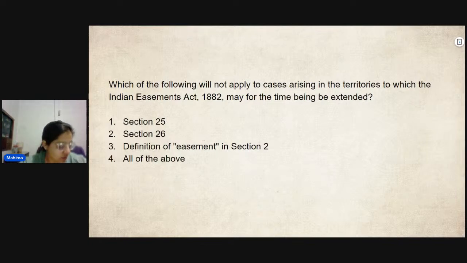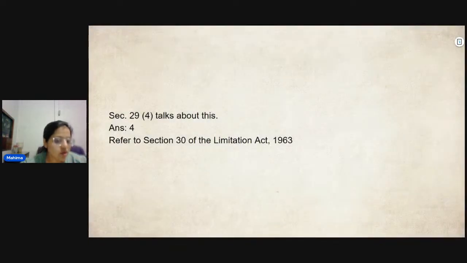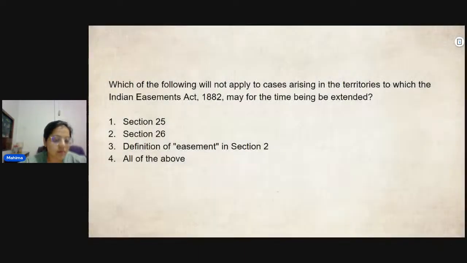Everyone is saying option number 3. Is it for this answer only? Pritika is also saying option number 3. It is option number 4, guys. And all of the above will not be applicable if the Indian Easements Act will apply. Okay, Shaktija is saying option number 1.